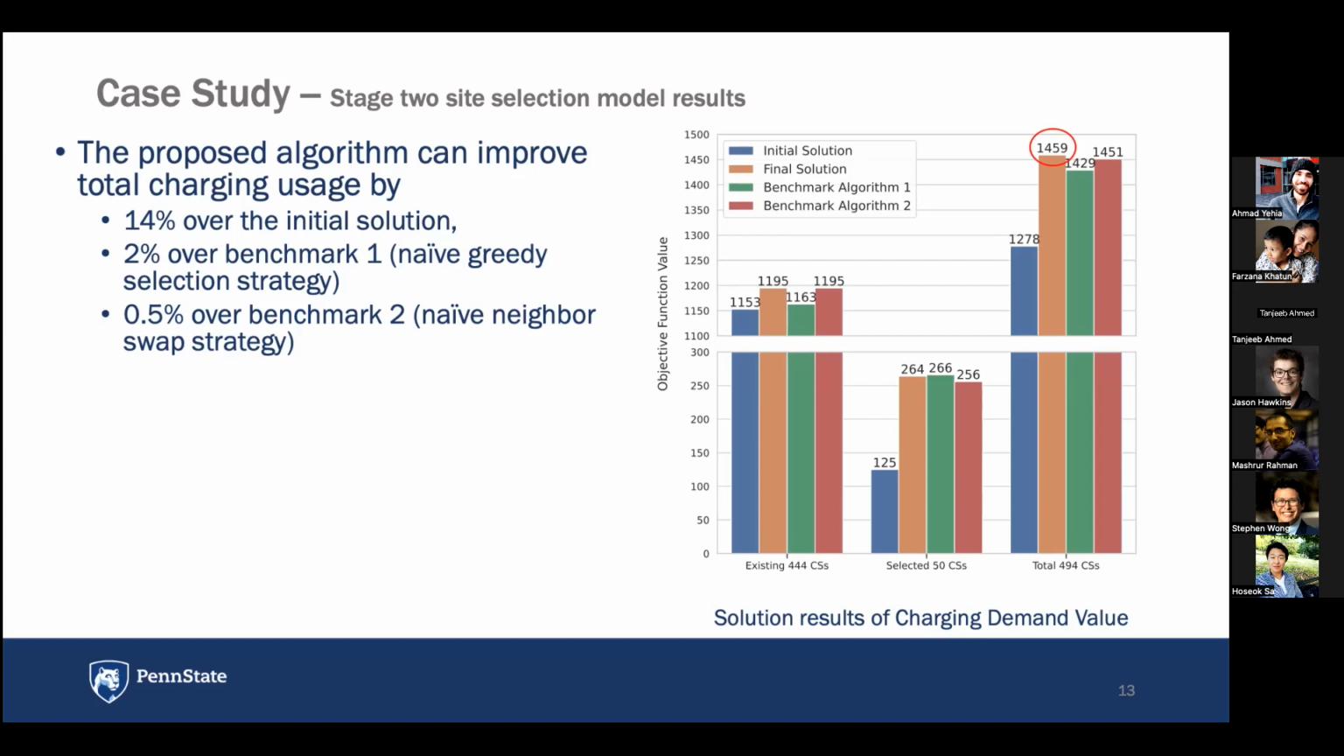So in other words, the proposed model and algorithm are able to identify the optimal new charging station locations in a way to maximize charging usage rate, and not only for the newly selected charging stations, but also for the existing charging stations that have been built.